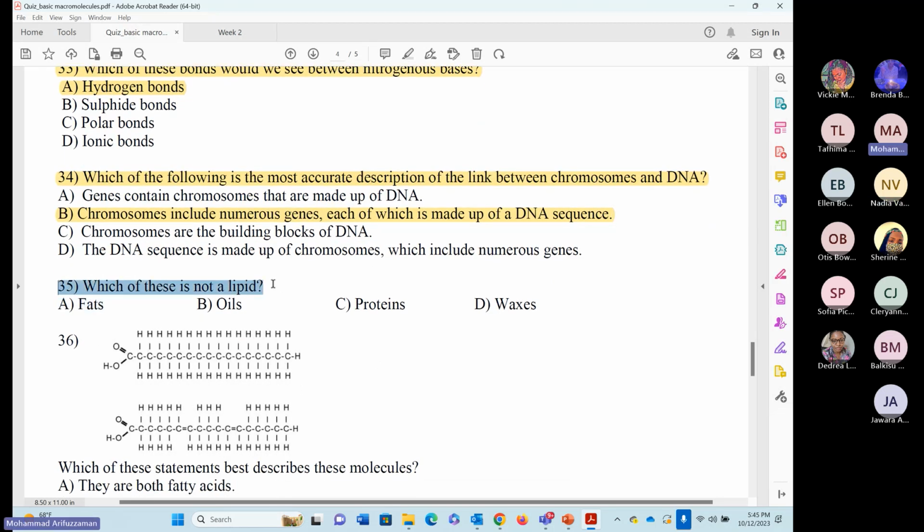Which of these is not a lipid? Protein. Yes, protein. You know, the fats, oils, and waxes, these are lipids.